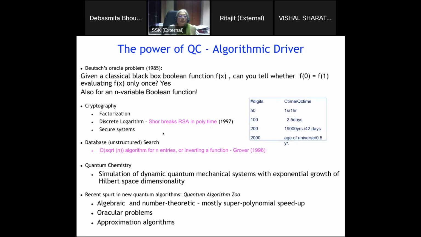Okay? Similarly, for search, we do get improvement, not exponential, but quadratic improvement. A lot of algorithms have been designed since then, and I would really encourage you to visit this particular website called Quantum Algorithm Zoo, which lists all the algorithms designed to date.